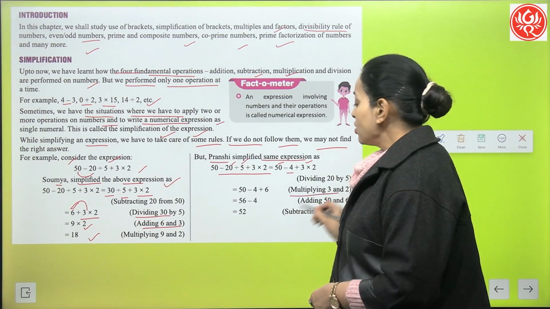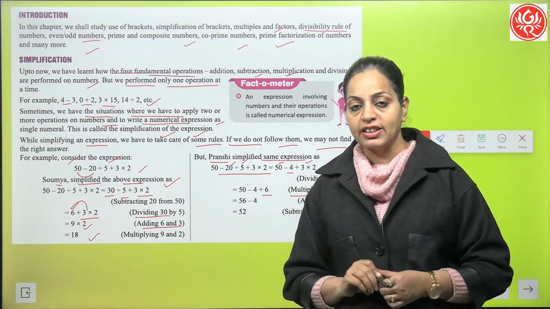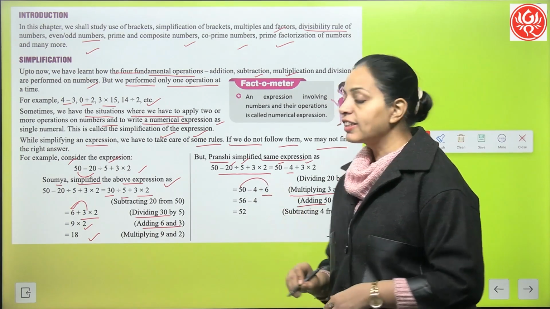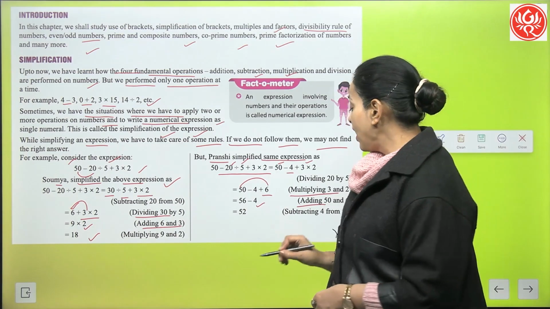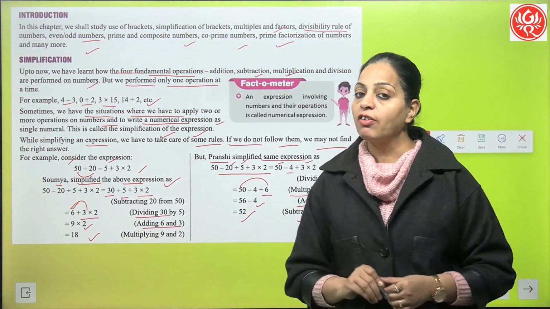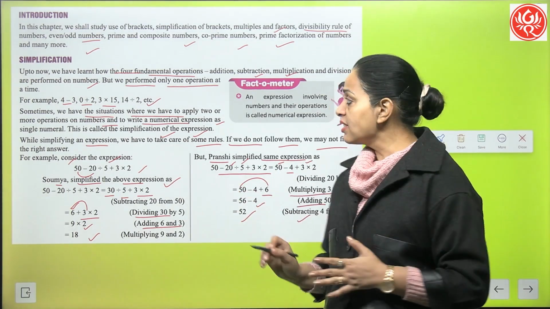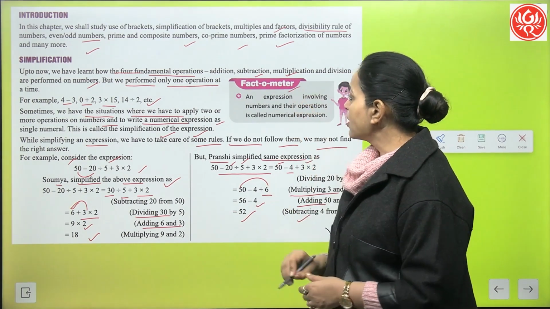Now the next step, she did multiplication. 3 into 2, 6. Okay. Now the next step, she is adding 50 and 6, 56, minus 4 as it is. And last, she is doing subtraction. Answer is 52. Now you can see both the answers are different, right? Now one factometer is here.